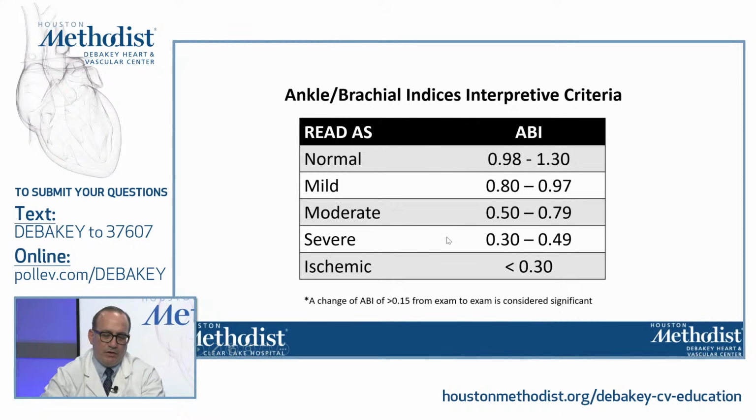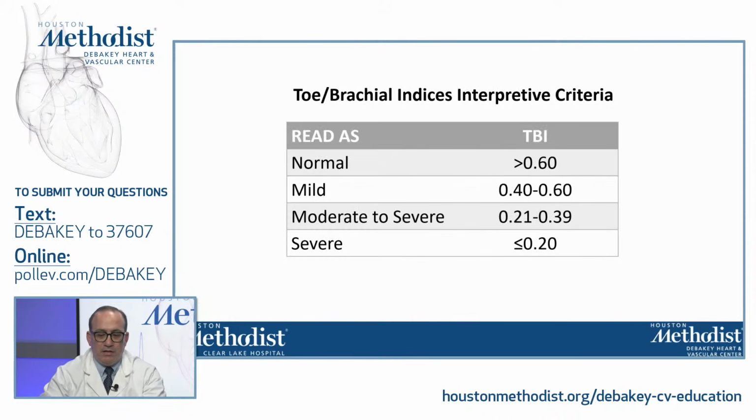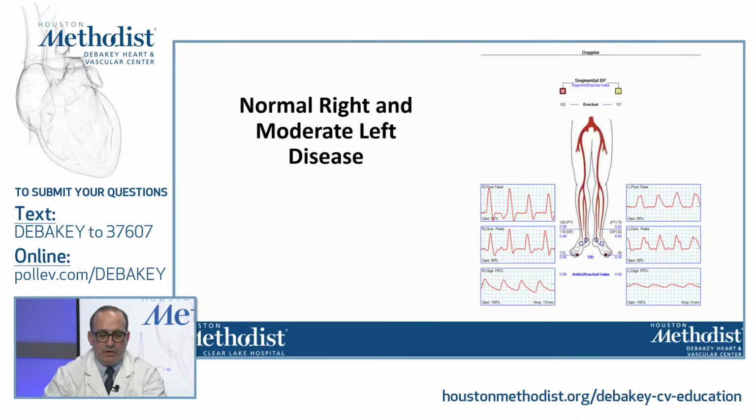Okay, I'm not going to go over each range, but anything over 1 essentially is normal. Anything below that, you start carrying risks. Anything below 40 or 0.4 is certainly in the severe range. In a similar fashion, there's certain established indices for the toe brachial indices, and these are listed as you see.